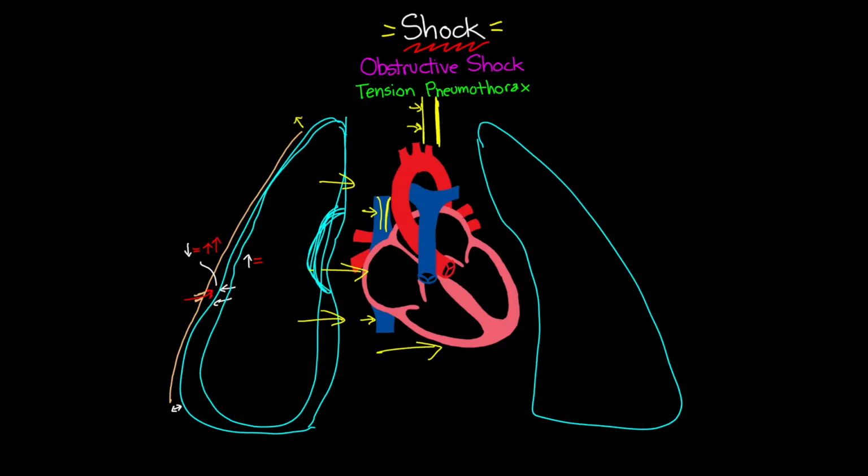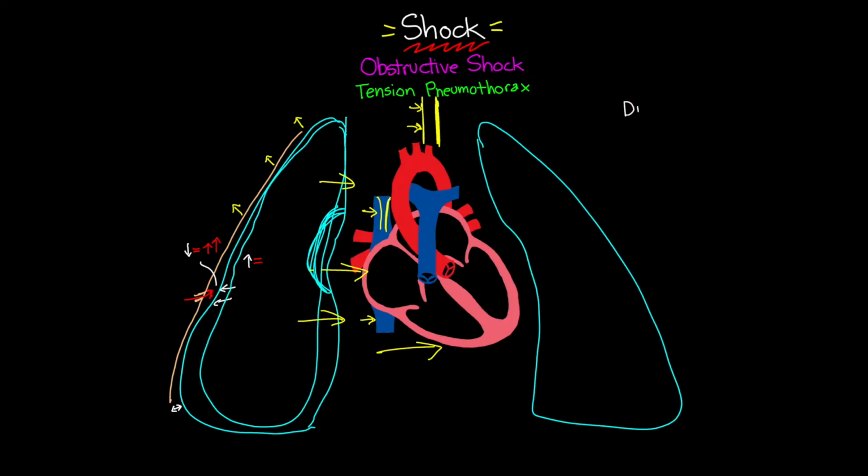You also can see a hyper expanded chest on the side of the tension. And on that side, you're going to have an increase in percussion sound, as well as either decreased or, in the case of a completely collapsed lung, absent breath sounds. You're also going to see very little movement of the chest wall with respiration on that side. Along with this, you're going to see increased respirations and tachypnea, as well as hypoxia. And in addition to this, all the classical signs that you would see with a patient in cardiogenic shock.